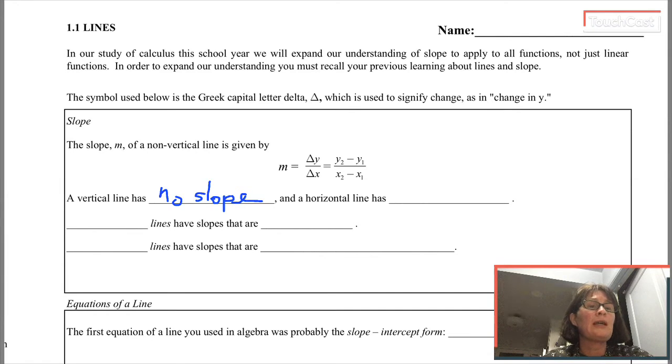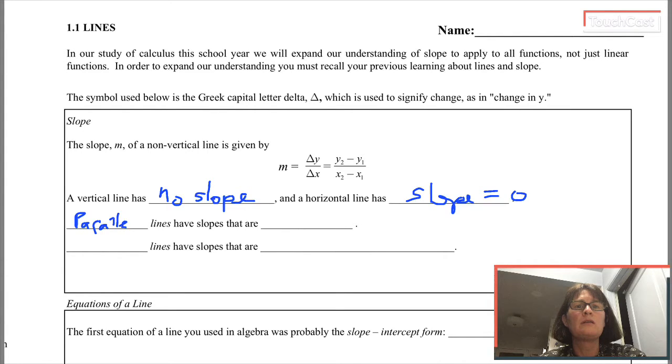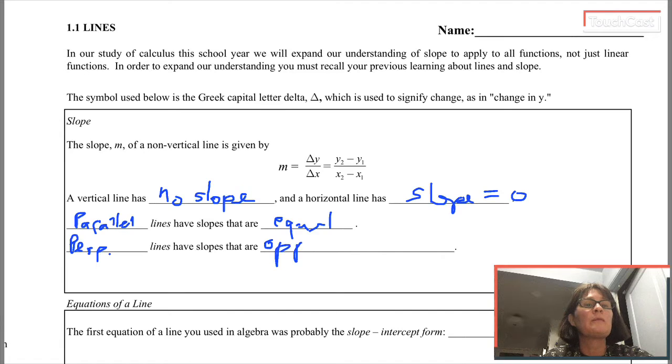We said a horizontal line has slope 0. You could have written m equals 0. We said parallel lines have slopes that are equal. And perpendicular lines have slopes that are opposite and reciprocal.